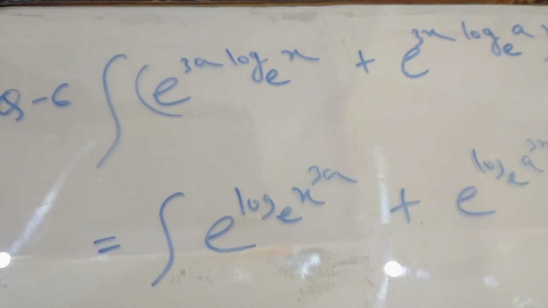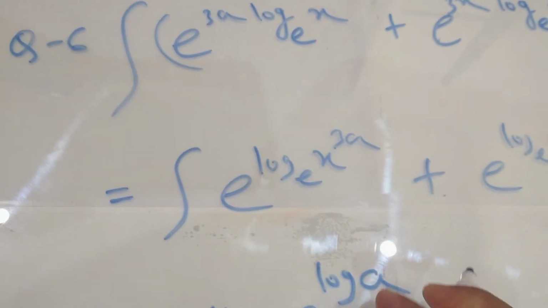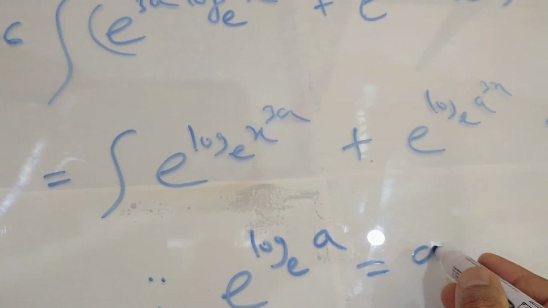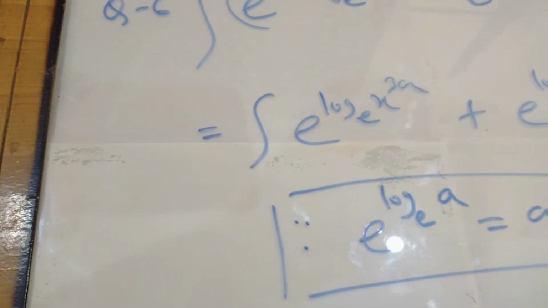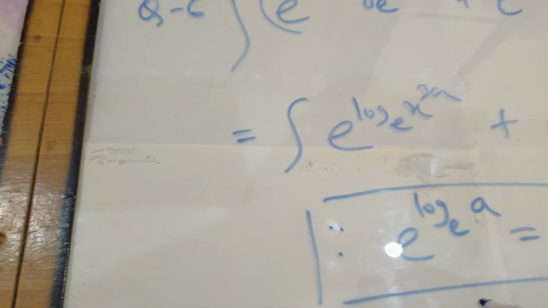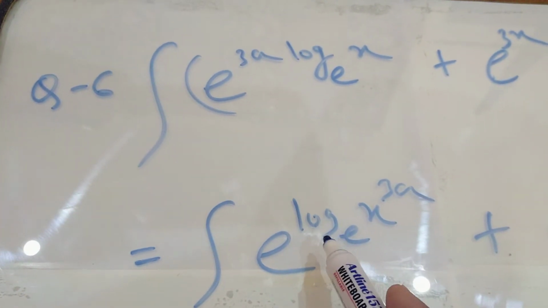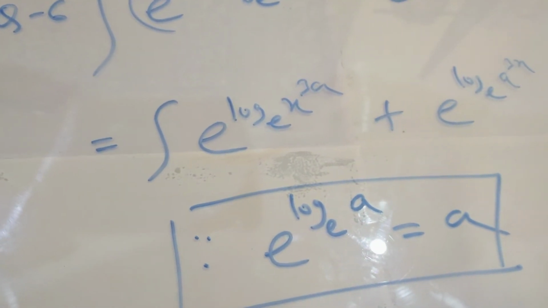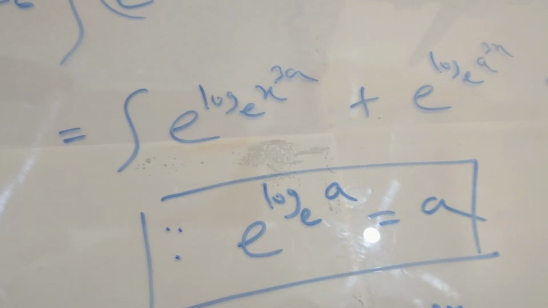After that we know that e raised to the power log of a, wherever it is, will give the result a. This we know from logarithms. So according to this rule, we get x raised to the power 3a plus a raised to the power 3x dx.